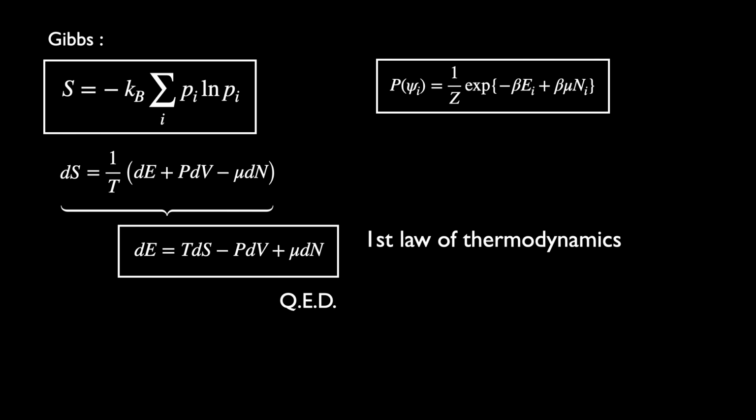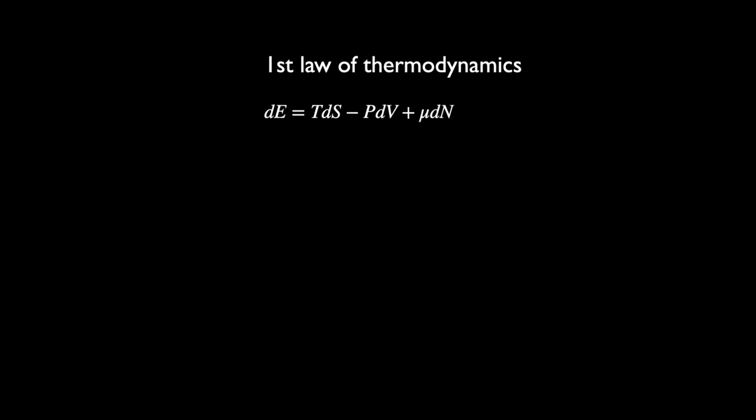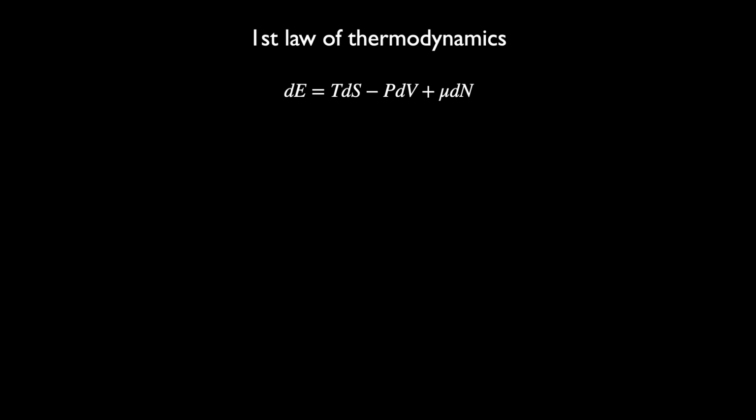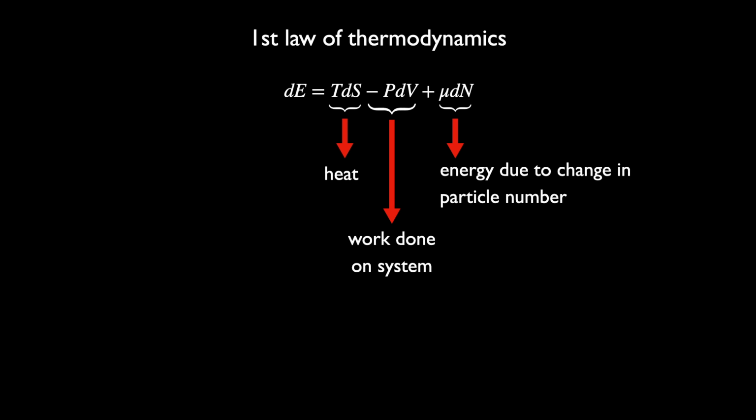All we have used are the Gibbs entropy and the Boltzmann distribution. We can see three contributions to the change in the energy of the system. The first is heat, defined by TdS, and its energy in the form of random motion. The second is just the work done on the system. And the third is due to the introduction of particles into the system. Here, we can see what the chemical potential mu really means. It is the minimum amount of energy added to the system, just by adding one particle.